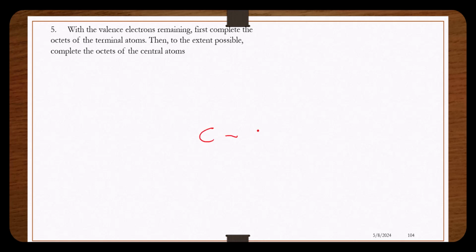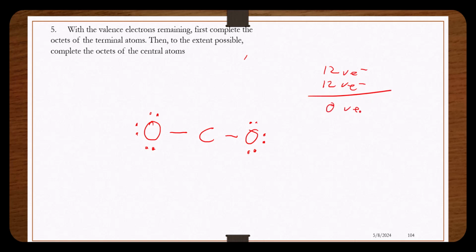So we had a skeletal structure that looked like this. And from step 4, we determined that we had 12 valence electrons to distribute. In step 5, it says to complete the octet of the terminal atoms first. And to the other oxygen, we can give it an additional 6 valence electrons. That would mean that we spent 12 valence electrons and we have 0 valence electrons to distribute to the central atom.